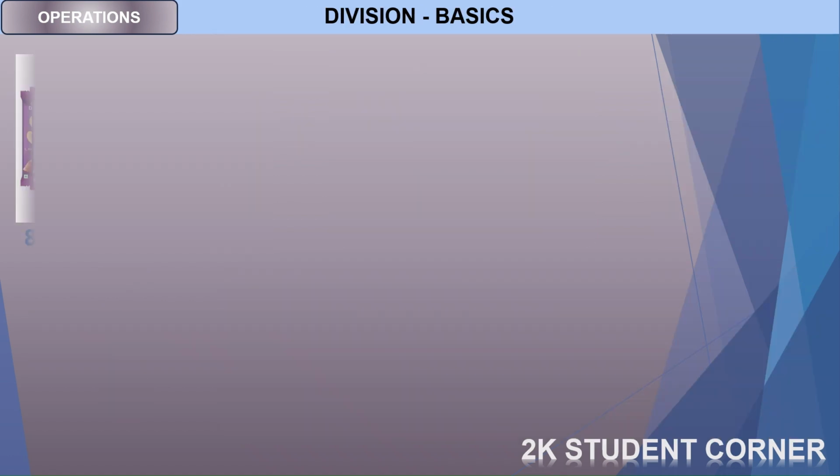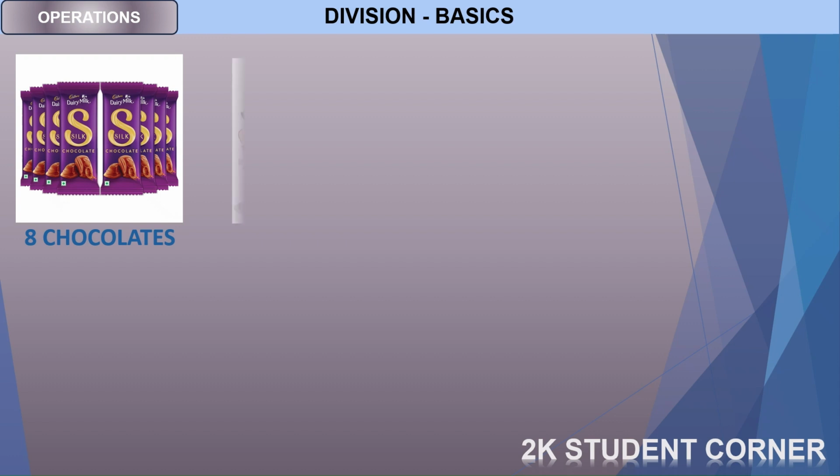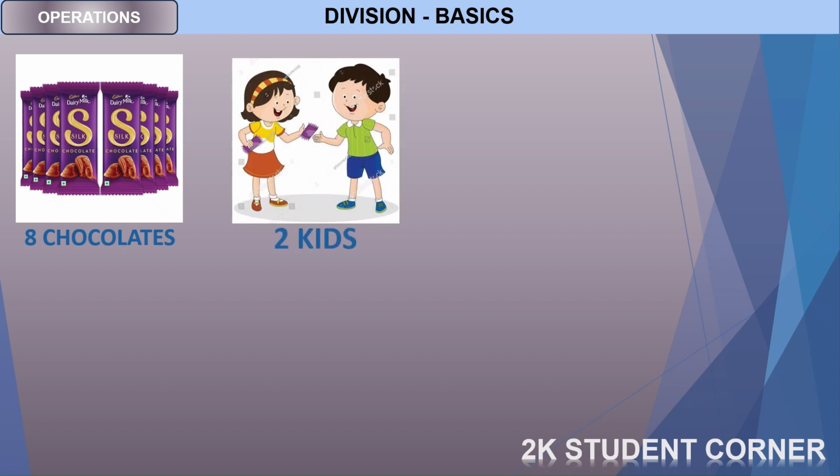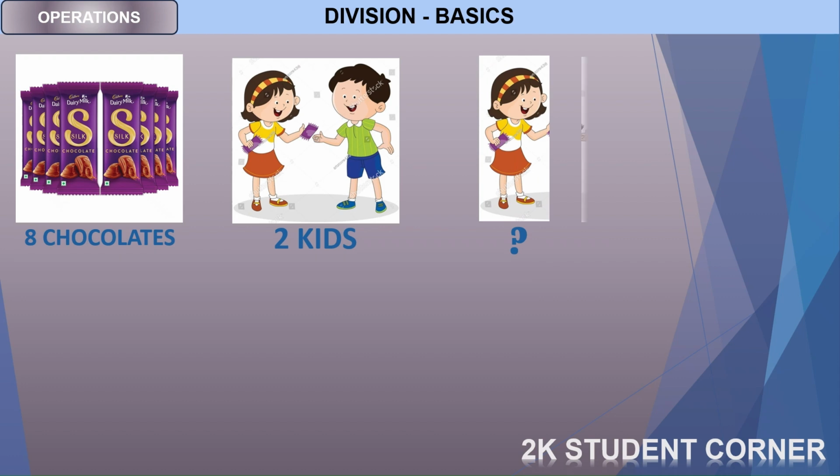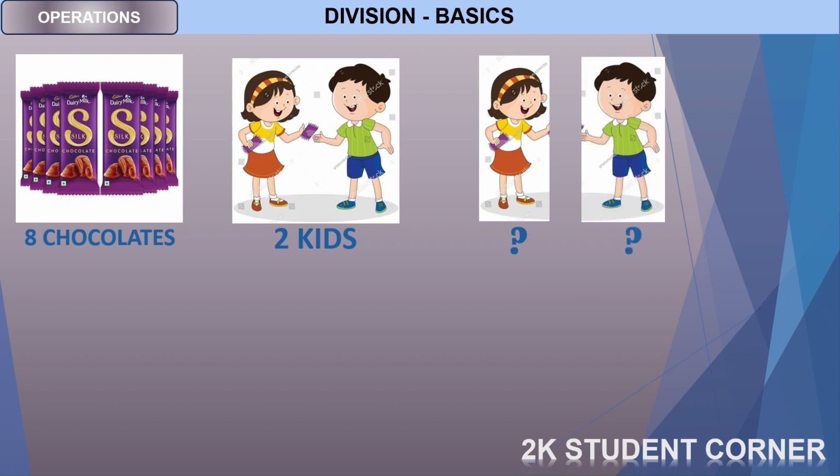Let us learn to perform division. There are 8 chocolates. 2 kids want to share these chocolates. How many does each of them get? Since it is sharing, we need to perform division. 2 kids equal to 8 chocolates. 1 kid equal to 8 divided by 2. First, draw this, and place the dividend inside and divisor outside.